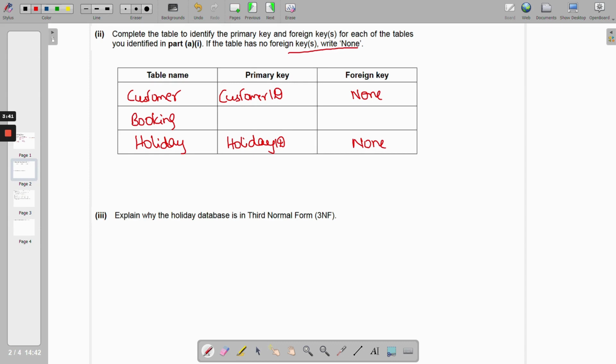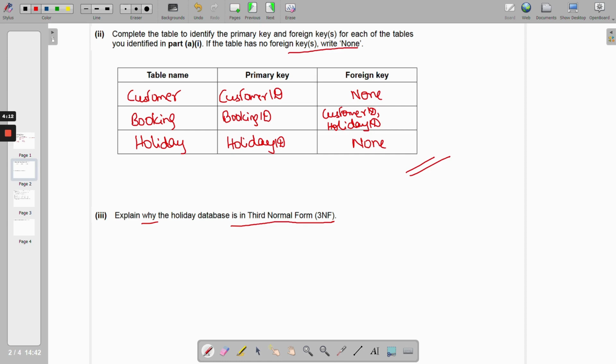So the booking ID would be the primary key, and customer ID and holiday ID would be the foreign keys for this table. So that's how we solve that question. Now the third part of the question says, explain why the holiday database is in third normal form. So what do you mean by a relation being in third normal form?